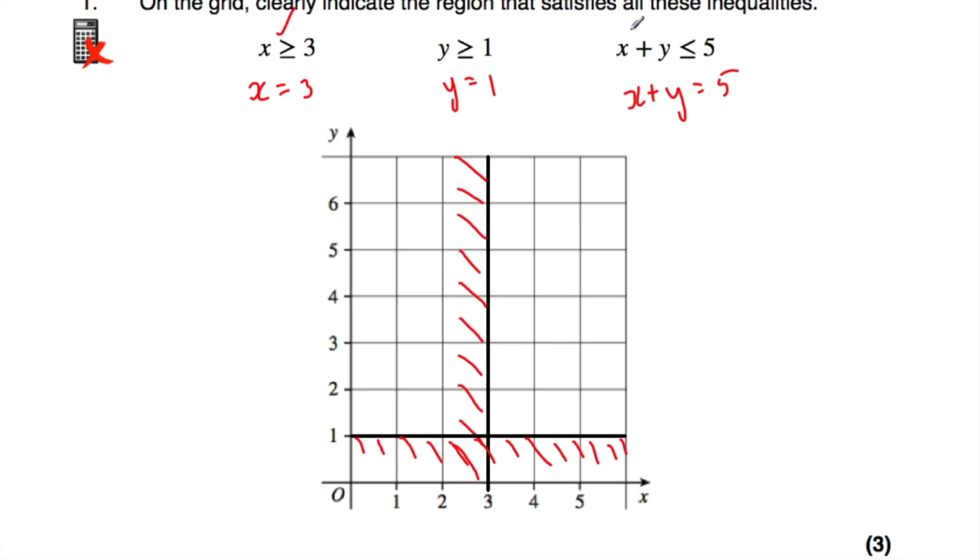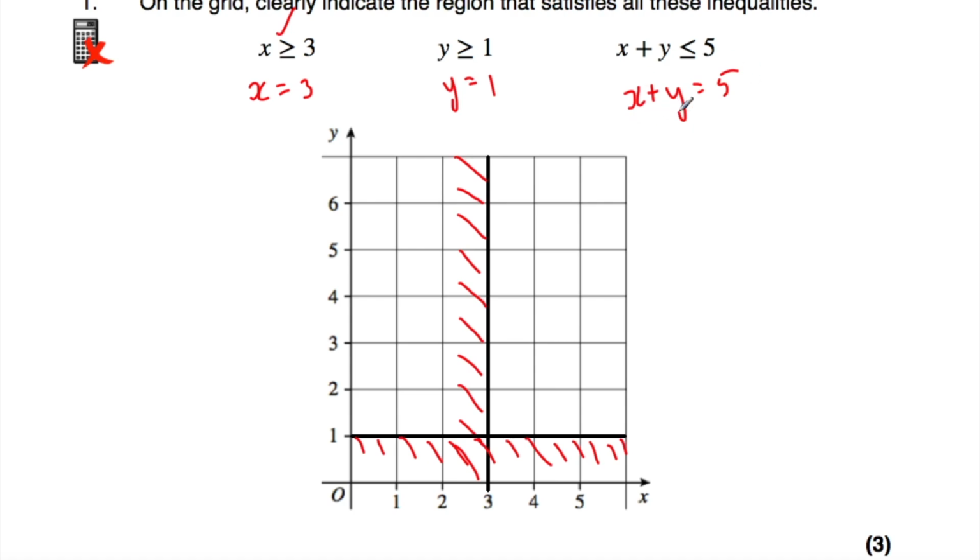Okay, and then finally, we've got x plus y is less than or equal to 5. So we're going to draw the graph of x plus y equals 5 to begin with, and then what we're going to do is figure out what side of that line we're going to accept and what side of that line we're going to reject. Now, in terms of x plus y is equal to 5, there's a bit of a shortcut.